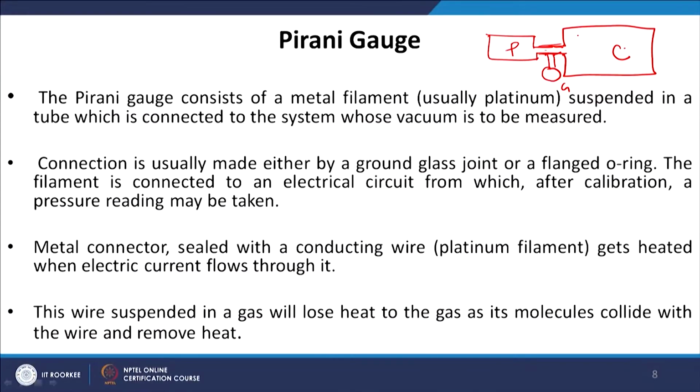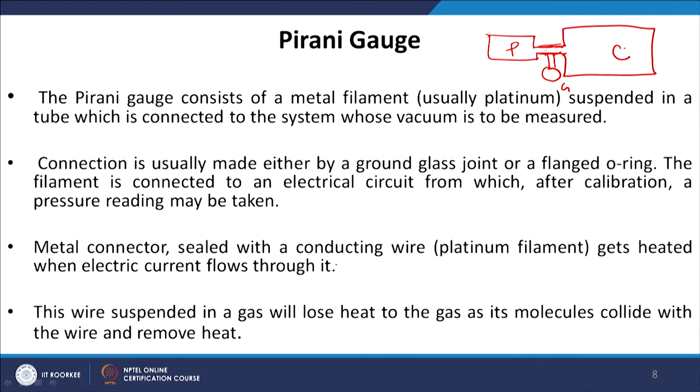The filament is connected to an electrical circuit from which, after calibration, a pressure reading may be taken. A metal connector sealed with a conducting wire, usually a platinum filament, gets heated when electric current flows through it. So we use the platinum wire in a Pirani gauge. When you heat this platinum wire, the electrons will be ejected because the platinum wire gets heated.